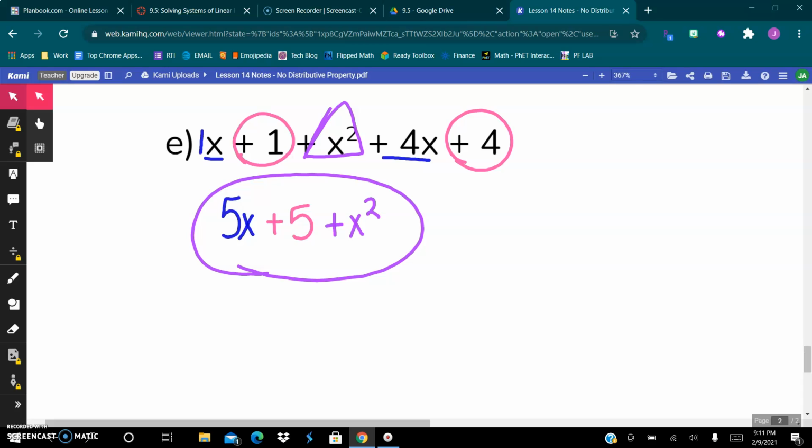And then once you get doing this, you probably can steer away from having the circles and the triangles and all that stuff in the different colors. But as we're just starting out with combining like terms, it might be pretty helpful to you.